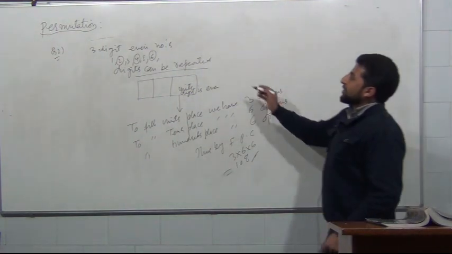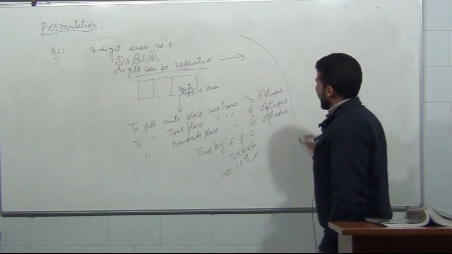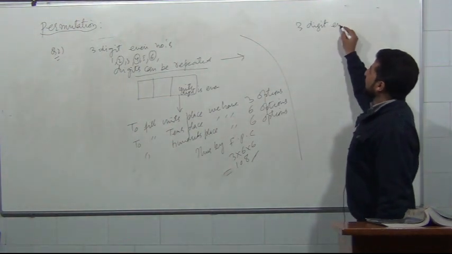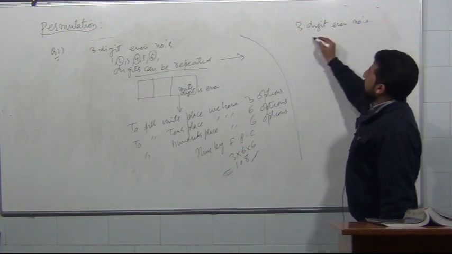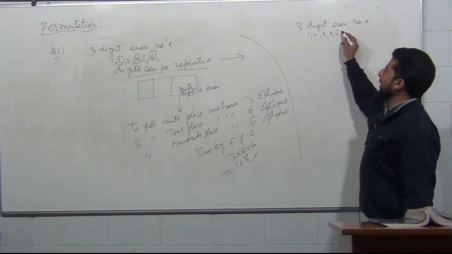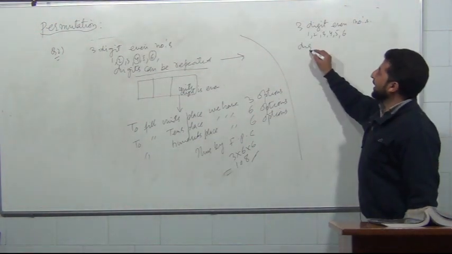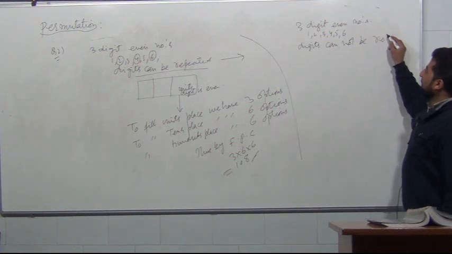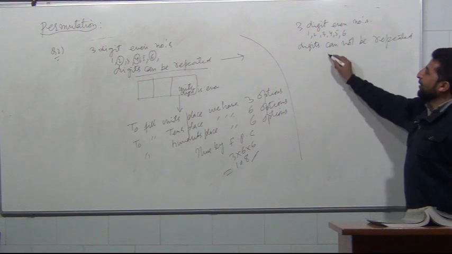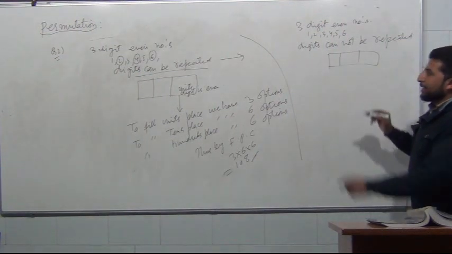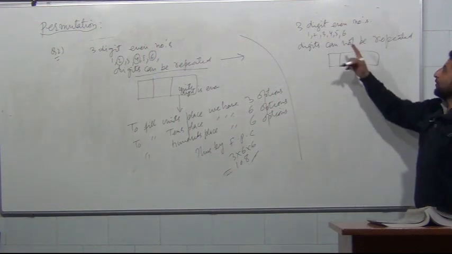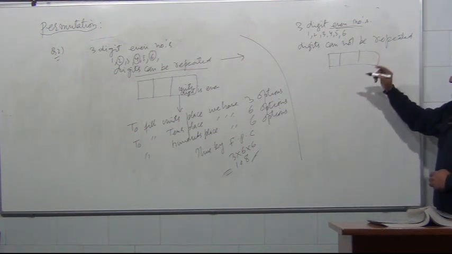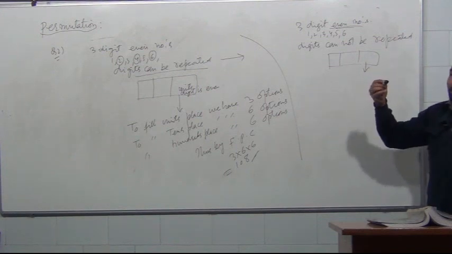Now, if the digits cannot be repeated, if the question goes like this with the same condition: a 3-digit even number, using digits 1, 2, 3, 4, 5 and 6, but digits cannot be repeated. If the digits cannot be repeated, what do you have to fill first? Yes, whenever this restriction is there, you have to make the even numbers. So the unit digit must be even. That means to fill this place, how many options do you have?